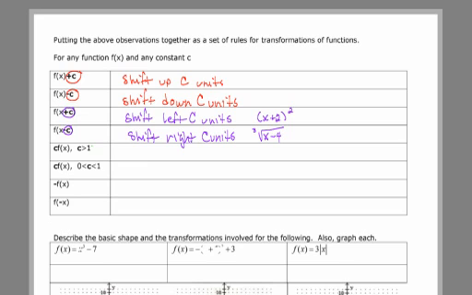Okay, well, let's take a look at a number in front. What we saw on the previous page, if there was a number in front, it was a vertical stretch or a vertical shrink. If the number was bigger than 1, like the number 5, we saw a vertical stretch. And if the number that comes in front is between 0 and 1, like that fraction of a half, it's a vertical shrink.